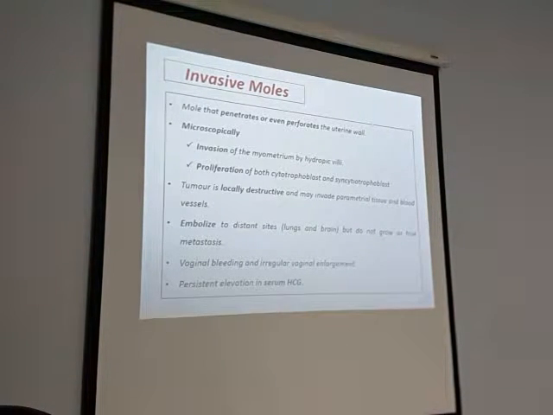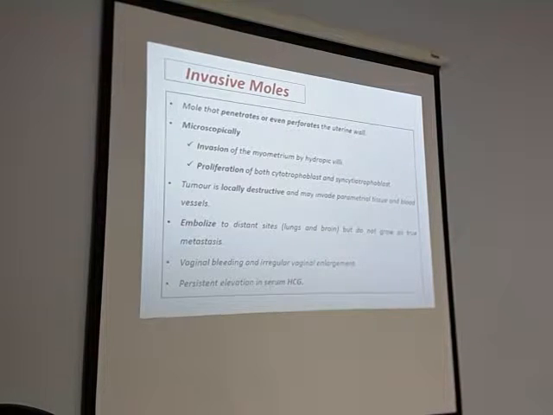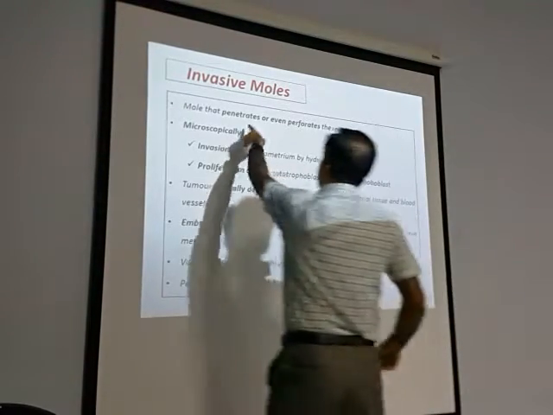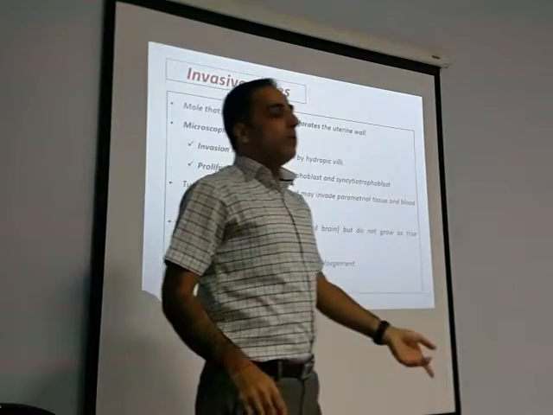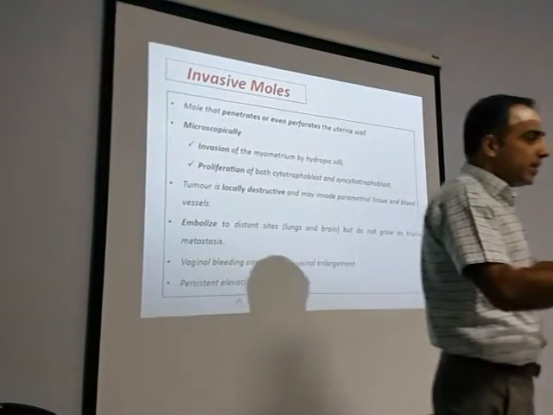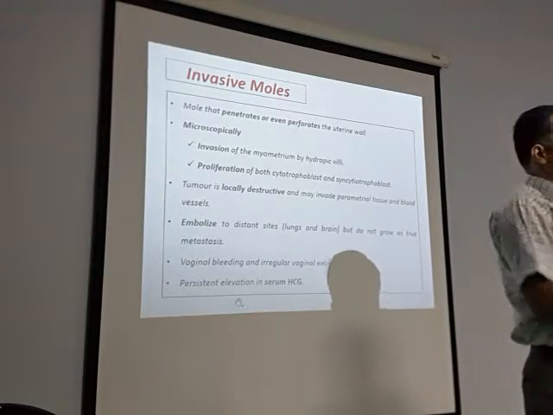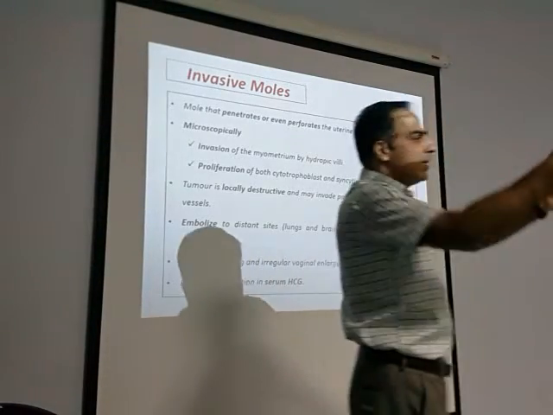These are in the form of growths. You can remove them. These are grape-like structures. Now, what is an invasive mole? Sometimes there is a mole which invades into the myometrium. It is not malignant but invades. It has some character: a mole that penetrates or even perforates the uterine wall. Normally they are attached outside in the area of the endometrium, just like the placenta.